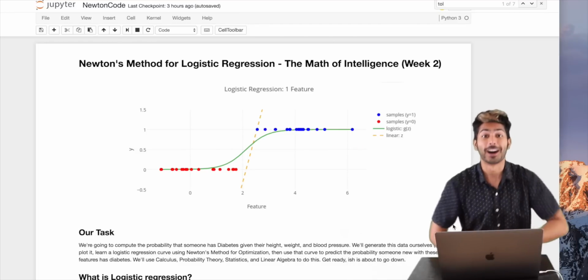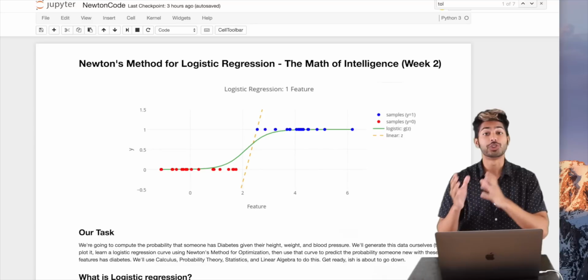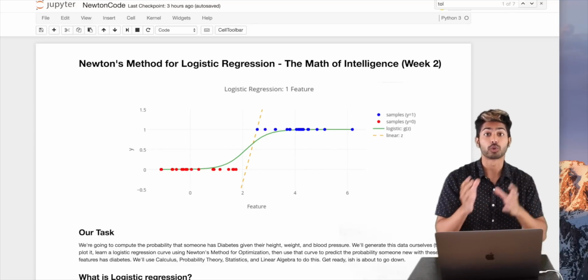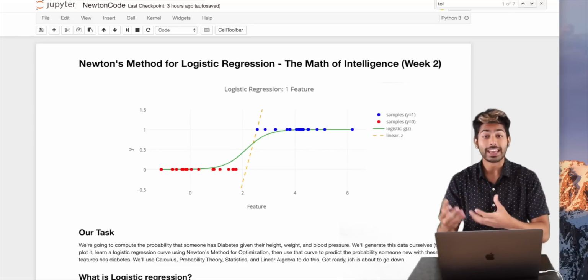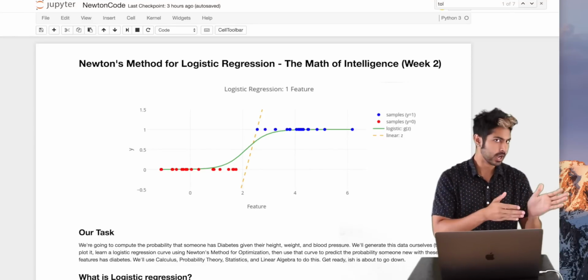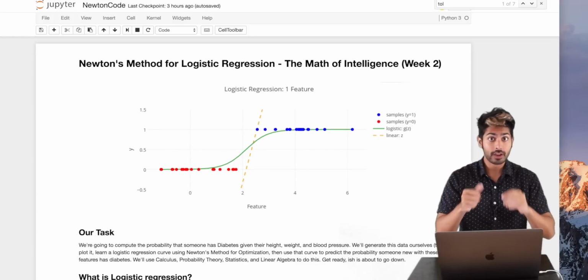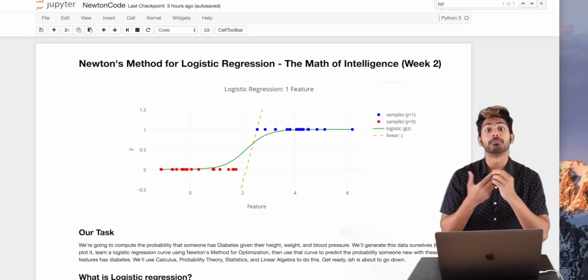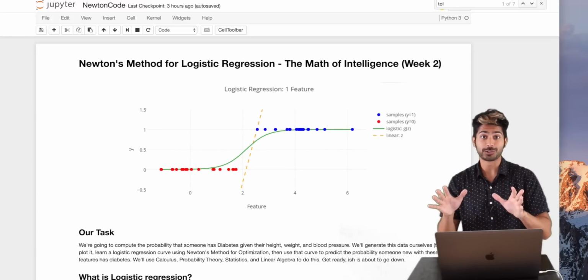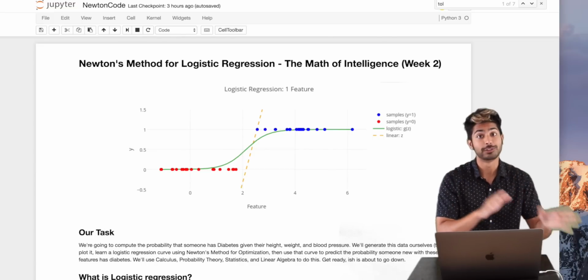Hello world, it's Siraj, and today we're going to build a machine learning model called Logistic Regression to predict if someone has diabetes or not, given three other features: their weight, their height, and their blood pressure. Using those three features, we're going to predict if they have diabetes or not.